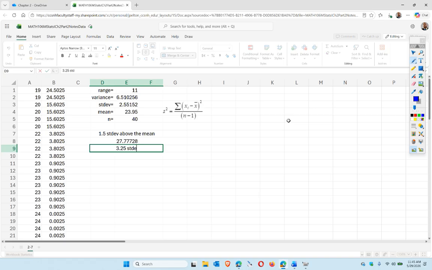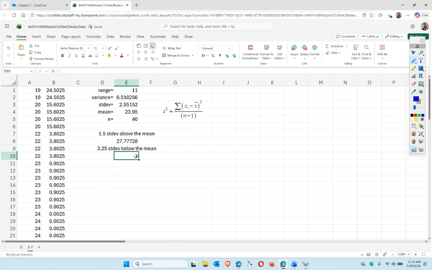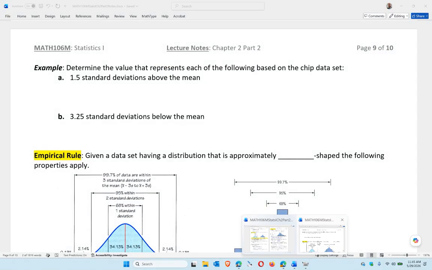Now, in this one here, we'll merge it and do 3.25 standard deviations below the mean. So you take the mean and you subtract 3.25 deviations below. You get that number there. So that's the number of chips, correct? Chips and chips. Okay, so we go back to our document here.